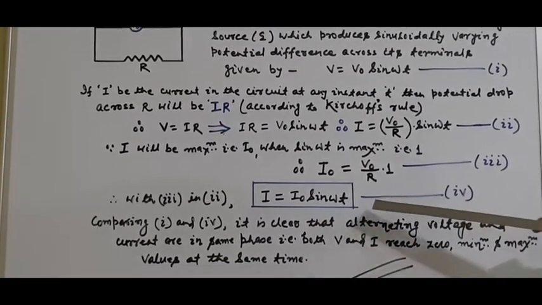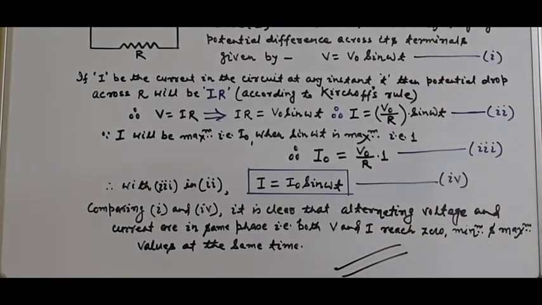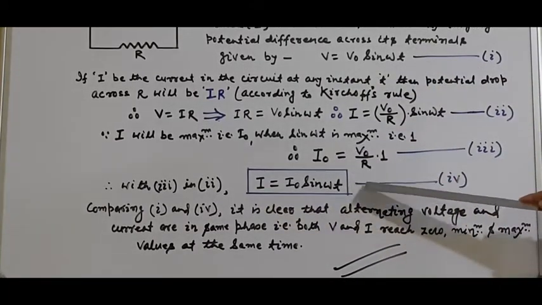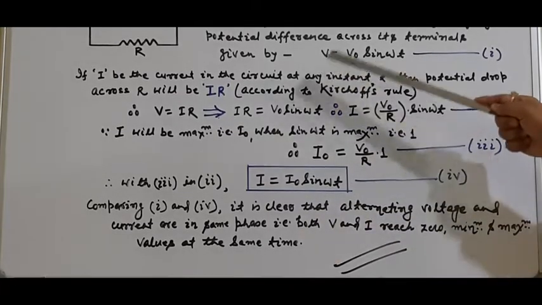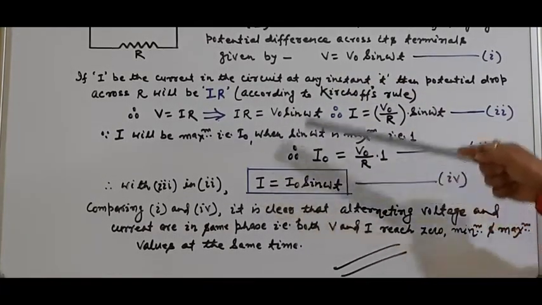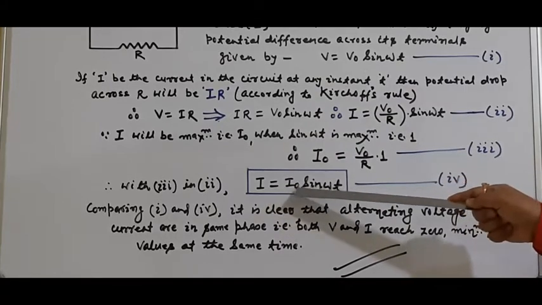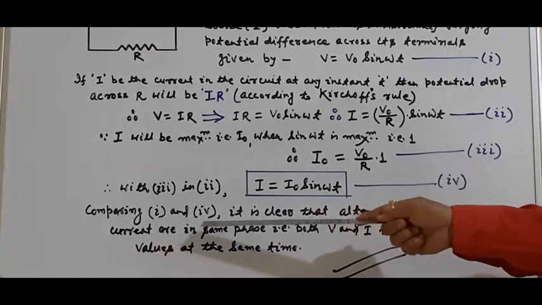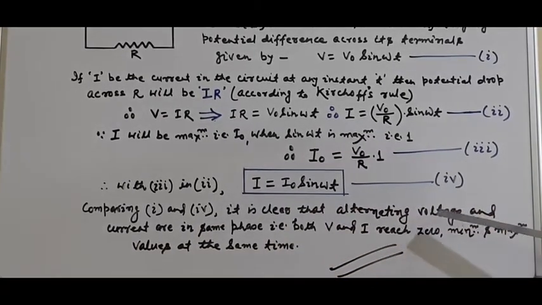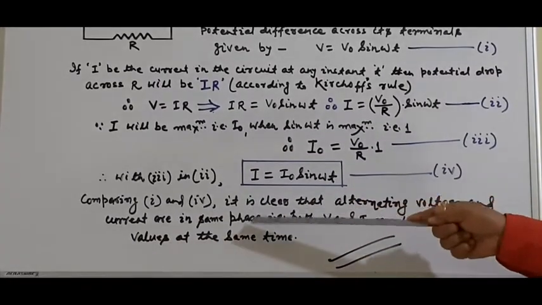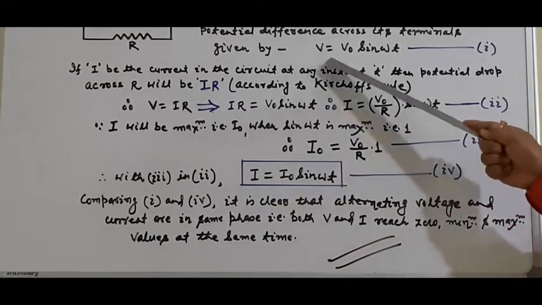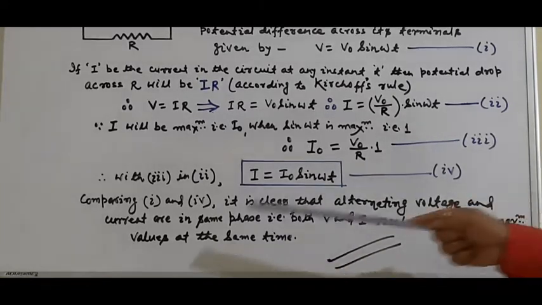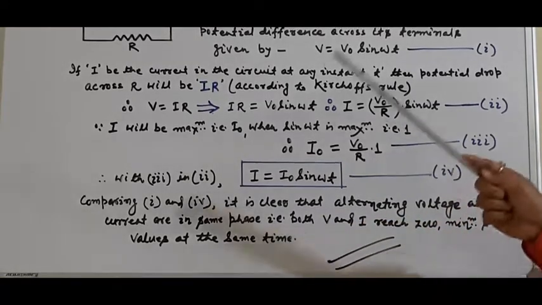Now compare this equation 4 with equation number 1. When you compare these two, V is equal to V naught sin omega t, I is equal to I naught sin omega t, it is quite clear that this voltage V and current I are both in the same phase, because both V and I will be zero, minimum and maximum at the same time. So comparing first and fourth, it is clear that alternating voltage and current are in the same phase, that is both V and I reach 0, minimum and maximum values at the same time.